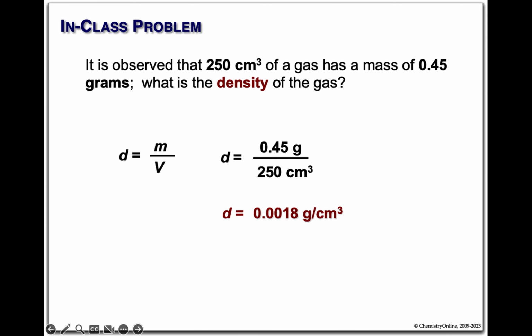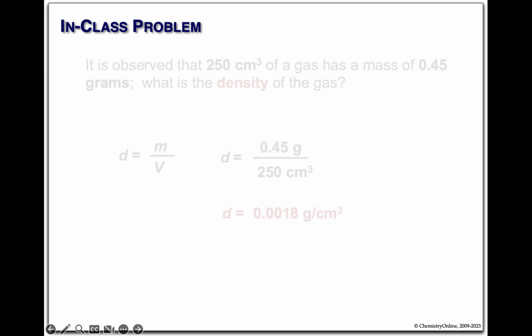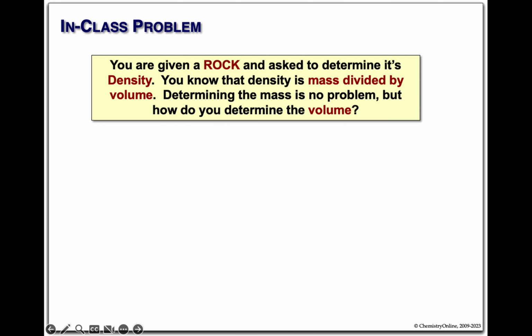All right, well, we are going to do this next one sort of in lab. It's historic. You are given a rock, but you're not really given a rock, you're given a rubber stopper. And you're asked to determine its density. We know density is mass divided by volume. You can weigh it and get the mass. But how do you get the volume?